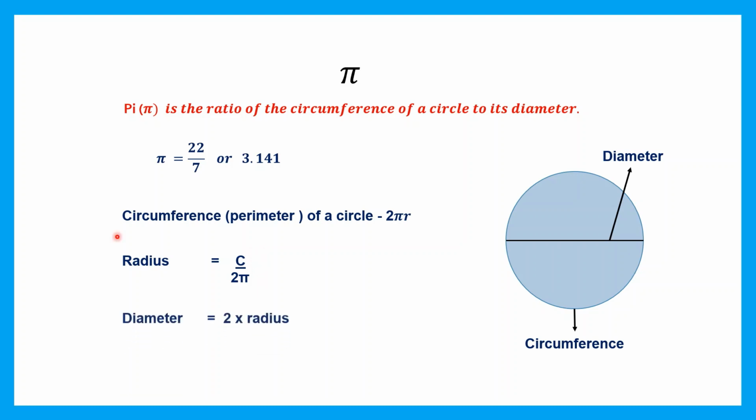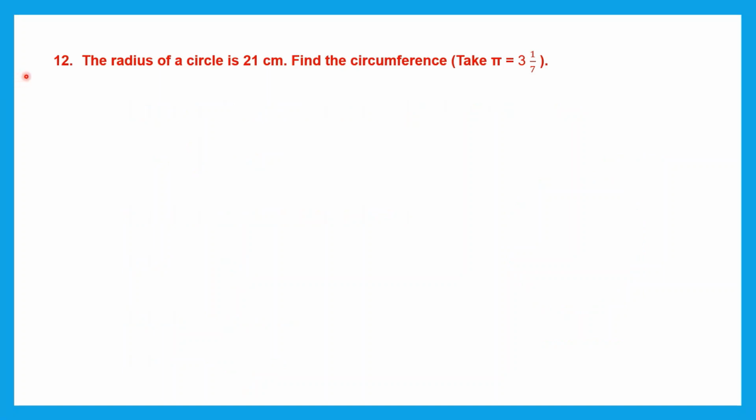Now, the next one is diameter. If you have to find the diameter, you have to use the formula 2 into radius. And if you have to find the radius when diameter is given, you have to write diameter by 2. So these are the formulae that you need to keep in mind as we work out problems on the circle. Now let's work out some problems.